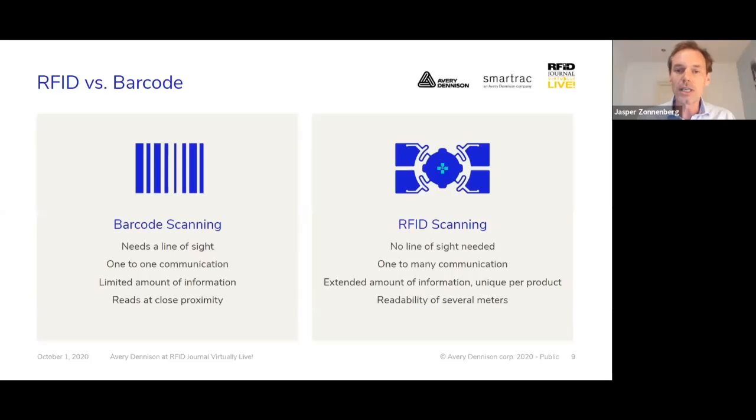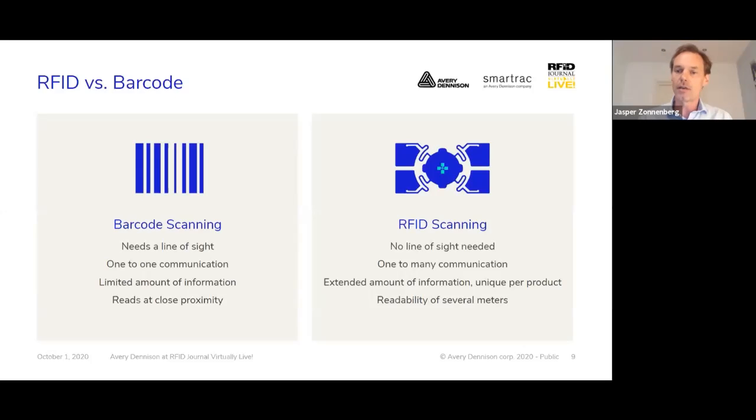A barcode needs line of sight. If you want to scan a product that's carrying a barcode, it needs to be facing the reader, you need to see it, and you have to be relatively close to it, otherwise the reader won't read it. Also in barcode scanning, it's a one-to-one reading. And also in the barcode, relative to RFID, it's a limited amount of information that you can carry on it.